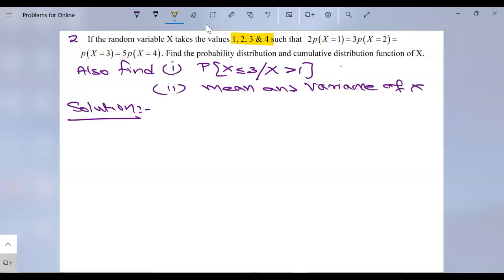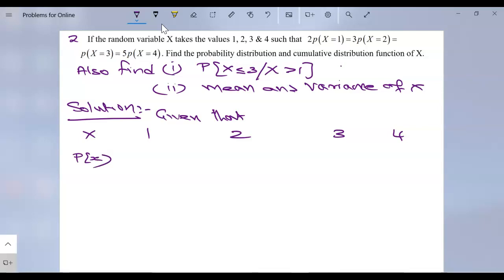So now let me write it here. Given that X stands for 1, 2, 3, and 4, 0 is not included. There are only 4 values in this x. The aim of this problem is to find probability of X equal to x, or I'll write it as just p of x.